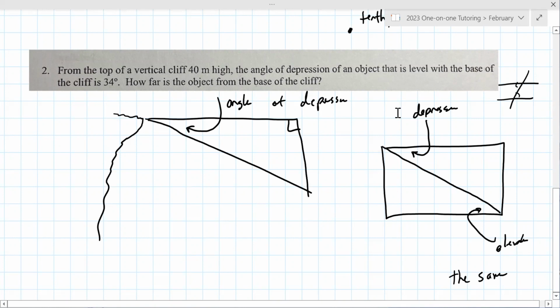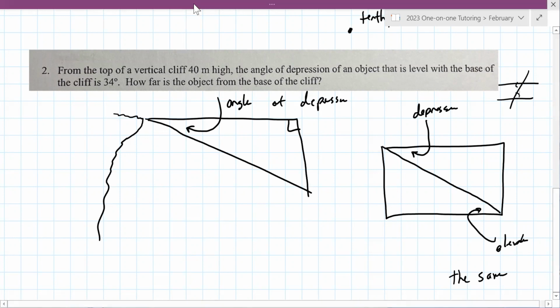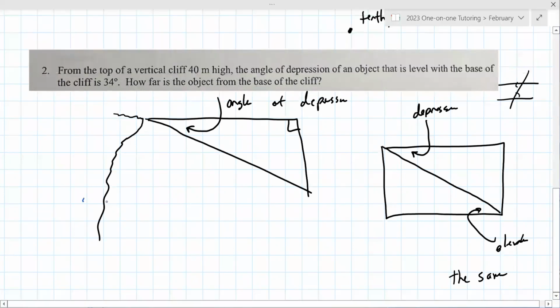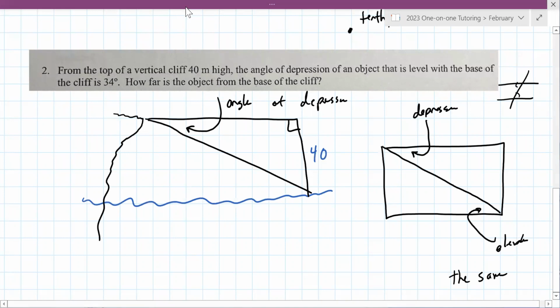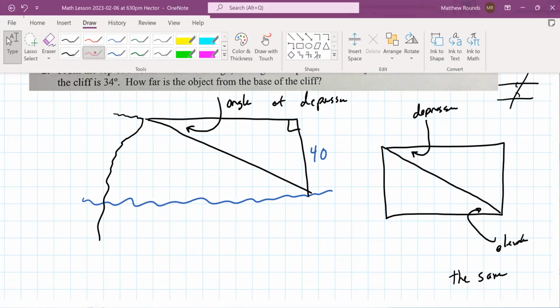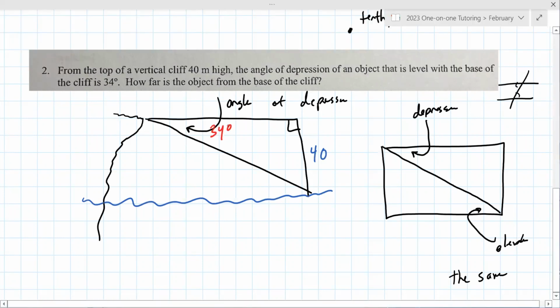Okay, so we've got to label this triangle appropriately. Now the cliff is 40 meters high. So we'll presume there's water down there at the bottom. So it's 40 meters high. And they're giving you the angle of depression. So they're saying the angle of depression is 34 degrees.